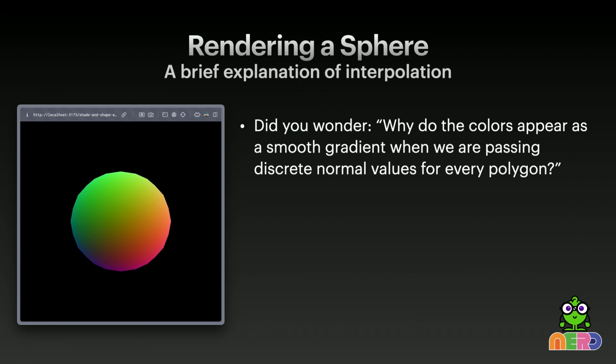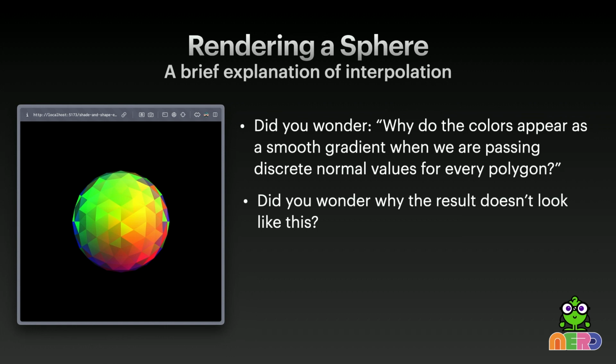digress onto this sort of side topic here. Did anybody here wonder, why do all the colors appear like a smooth gradient? Aren't we passing a normal for each triangle, each face? Why is it so smooth? Is anyone perplexed or wondering this? I don't know. I wondered this. You would think for each triangle there's going to be a single number, this normal, and it's going to look maybe a little more something like this. Because each thing is like a discrete thing.